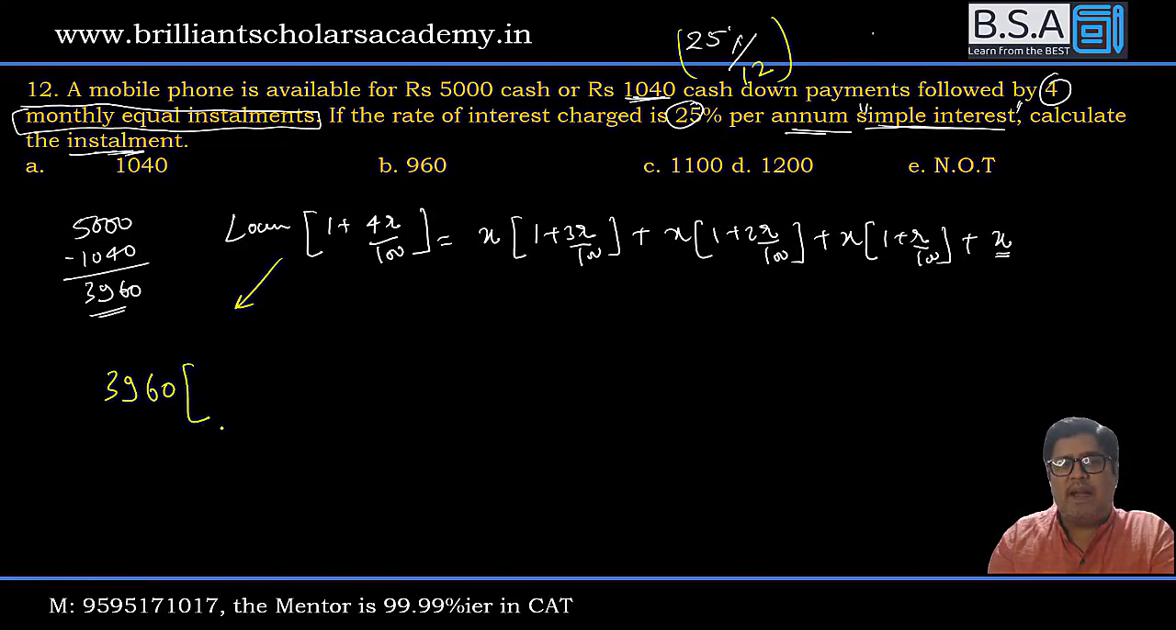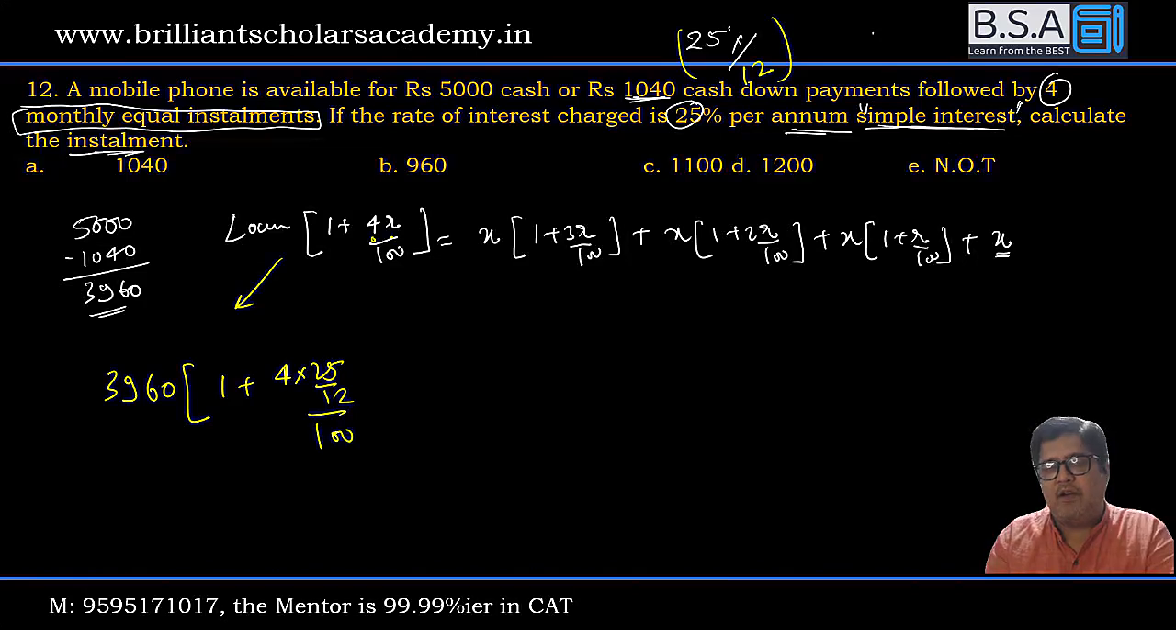3960 multiplied by 1 plus 4r. 4r, so 4 into 25 by 12 upon 100. Cancel whatever is possible for you. Cancelled 3 times. Cancelled 4 times. This is 1 plus 1 by 12. So 3960 into 13 by 12.